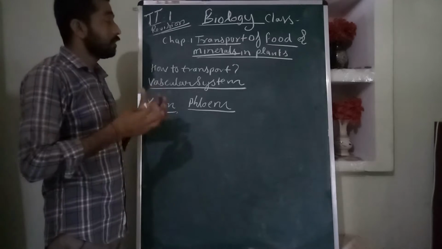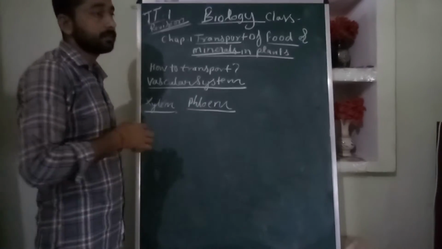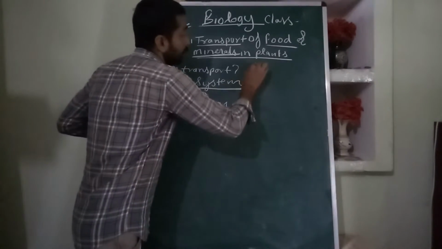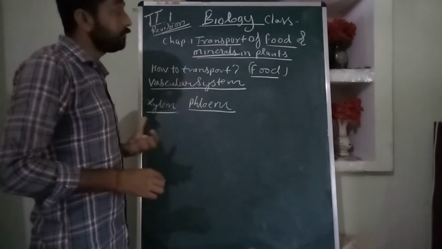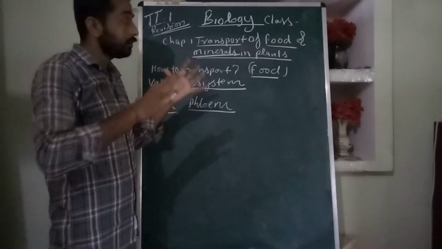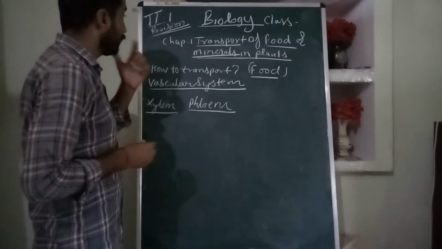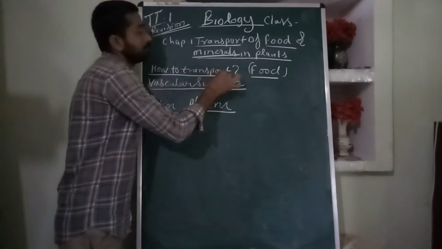Okay. So now, as you know, all plants are made up of living cells, and living cells need food. Living cells need food for growth, development, and repairing of damaged organs or tissues. Okay. So now, the first question arises in our mind: how to transport?